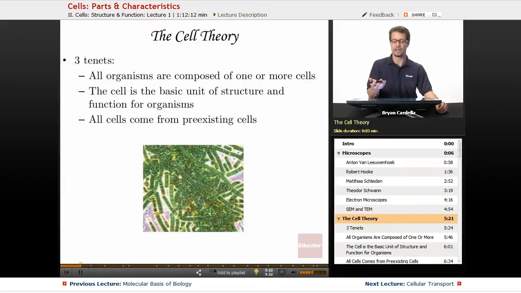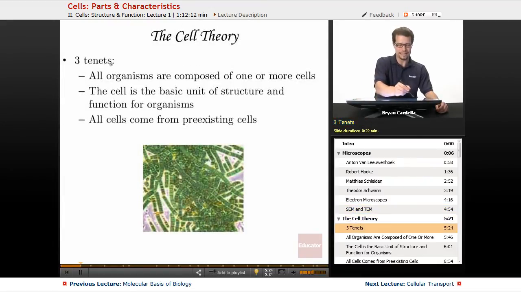The cell theory. This is made of three tenets, three important points that all have to be true for the cell theory to make sense as a whole. So the three tenets, these are agreed upon by all life scientists.